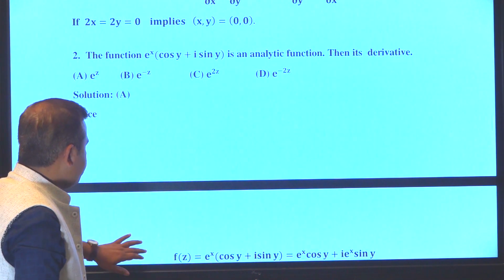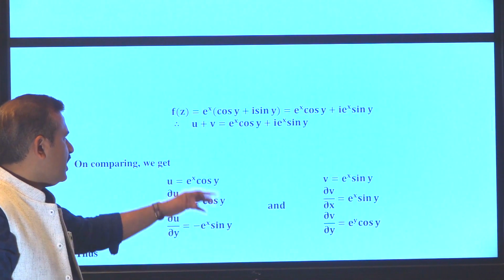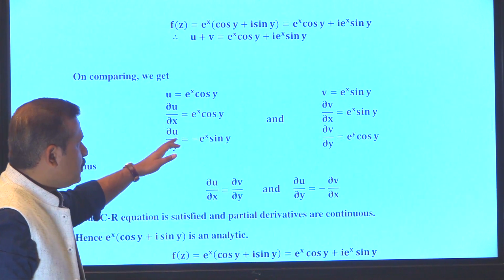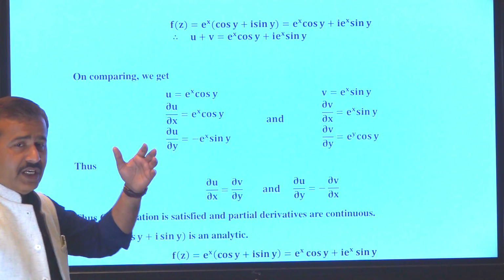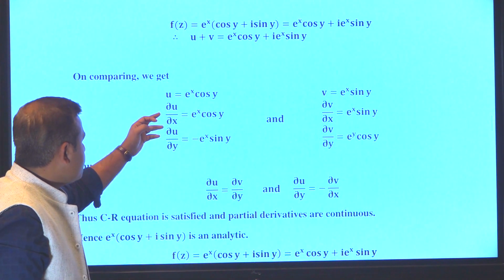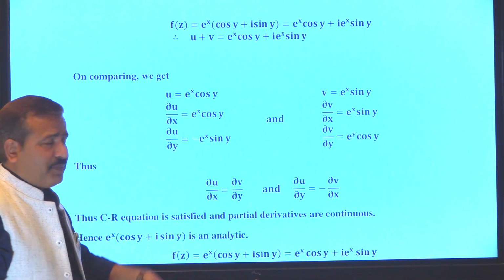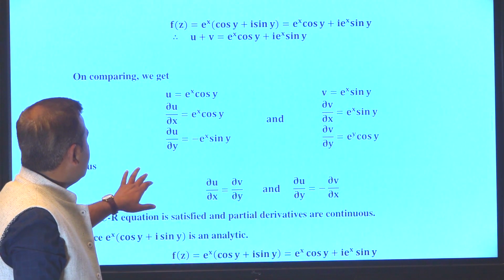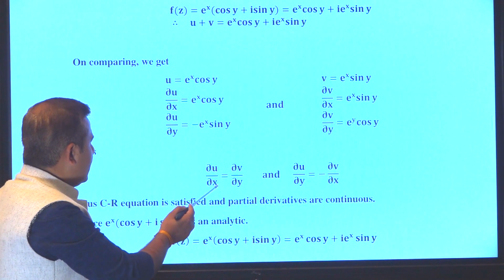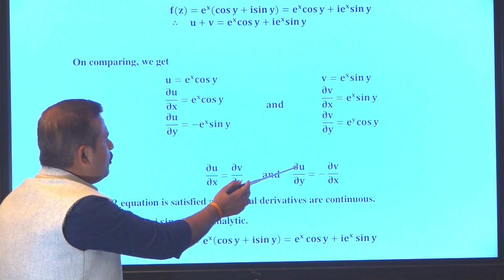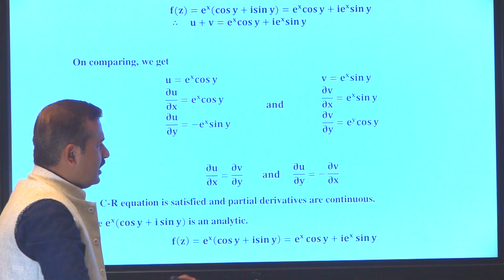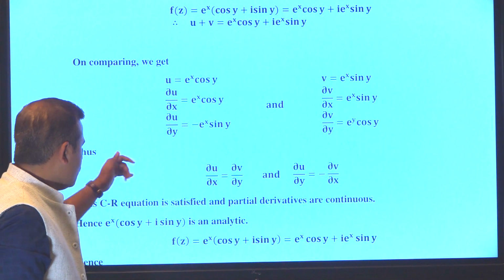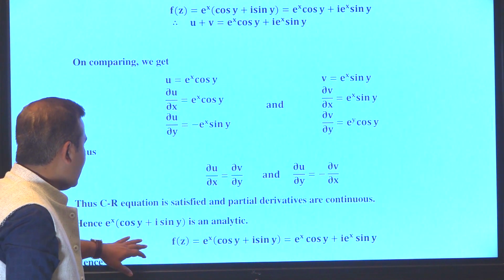So see here we have f(z) equal to this one, and you will define u and v. On comparing, you will find u and v, and after getting the values of u and v, you partially differentiate with respect to x and y, and you get the result del u upon del x equal to del v upon del y, and del u upon del y equal to minus del v upon del x. That means because the CR equation is satisfied here, the given function is analytic.